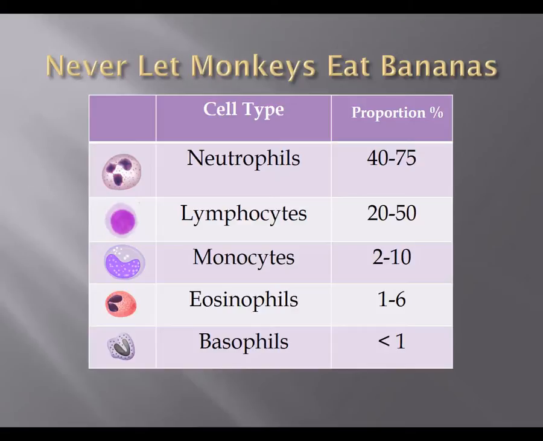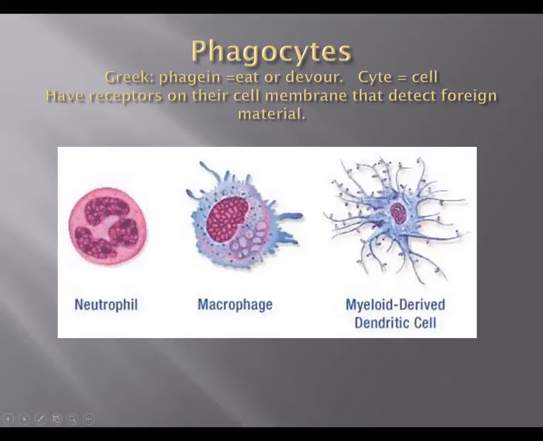This slide shows the relative abundance of the various white cells, and the mnemonic "never let monkeys eat bananas." Most medical students know this, just to remind us which are the most plentiful in descending order: neutrophils, lymphocytes, monocytes, eosinophils, and basophils. Phagocytes come from the Greek, meaning that they eat and devour. They are cells that eat and devour debris. They have receptors on their cell membrane that detect foreign material. And the main phagocytes are neutrophils, macrophages, and dendritic cells.